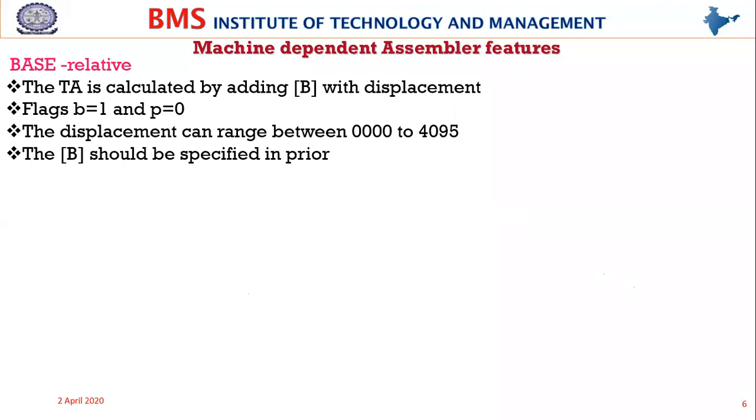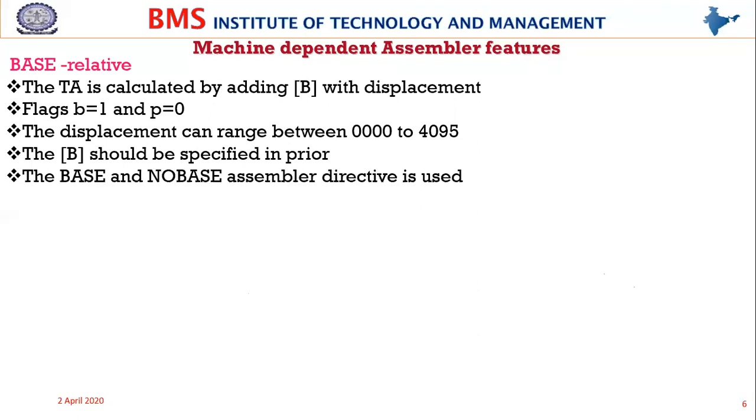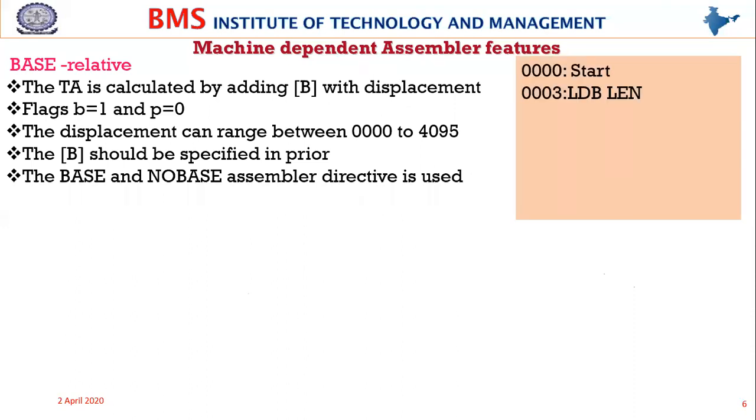And the contents of B should be specified prior. As we know, the BASE and NOBASE assembler directives should be used. If they are used, then the instructions between BASE and NOBASE should be assembled using base relative. Else, all the format 3 instructions will be assembled using PC relative. Have a look at the example.